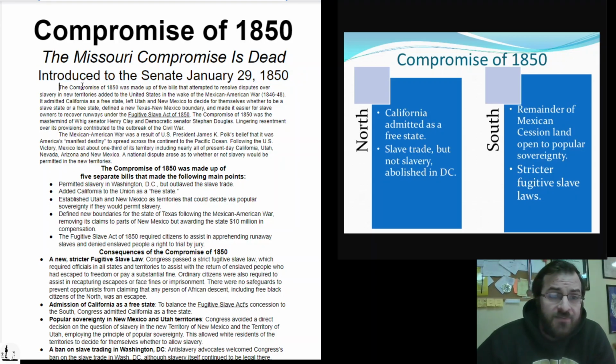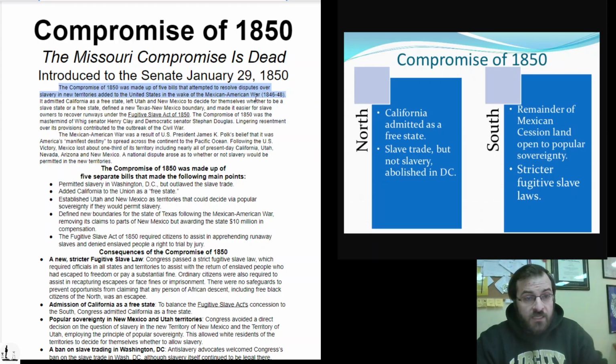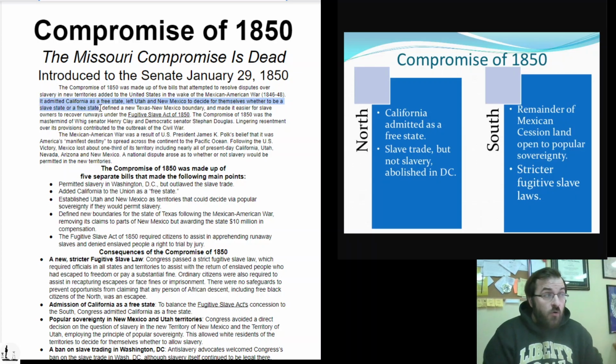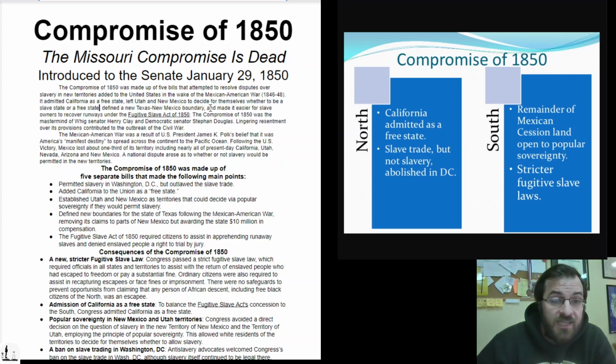So, the Compromise of 1850 was made up of 5 bills that attempted to resolve disputes over slavery in new territories added to the United States in the aftermath of the Mexican-American War, which, if you remember, was 1846 to 1848. It did a few things. It admitted California as a free state. It left Utah and New Mexico to decide for themselves if they were going to be a slave state or free state, meaning they're going to get to vote for themselves on this. It defined a new Texas-New Mexico boundary, and it made it easier for slave owners to recover their runaways under the Fugitive Slave Act of 1850.